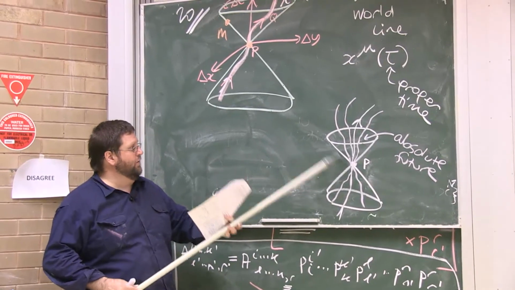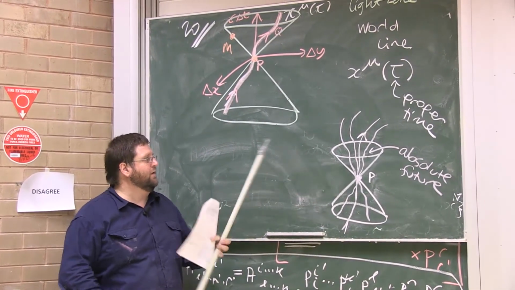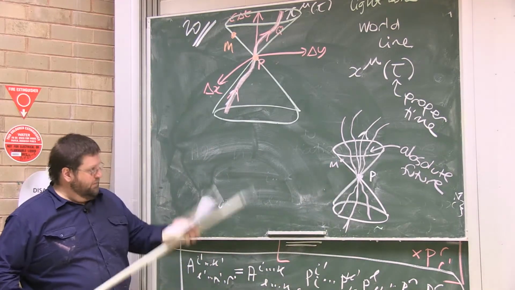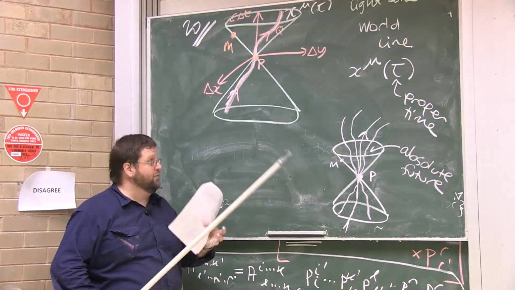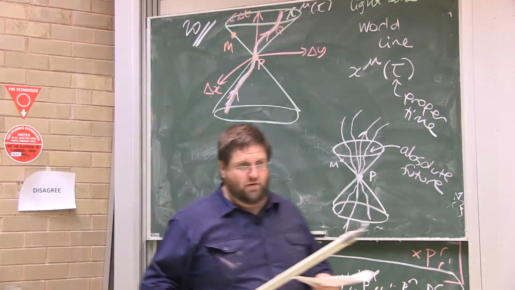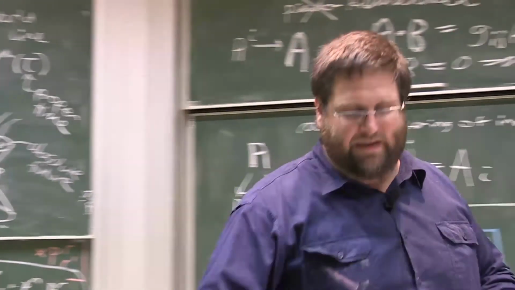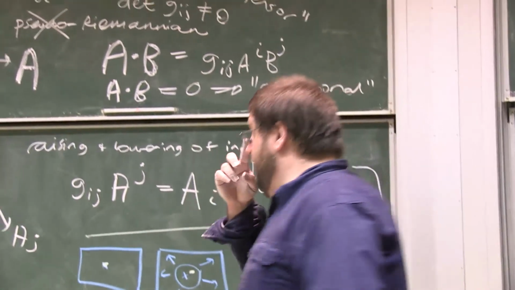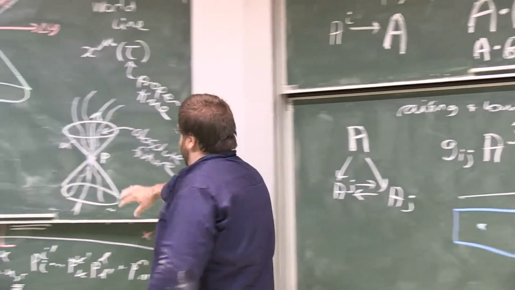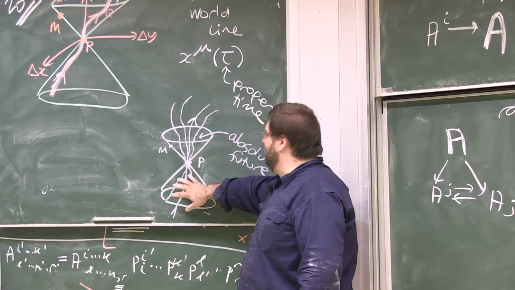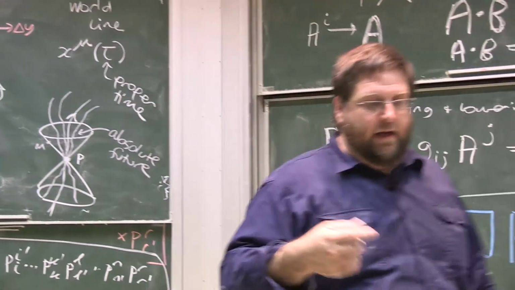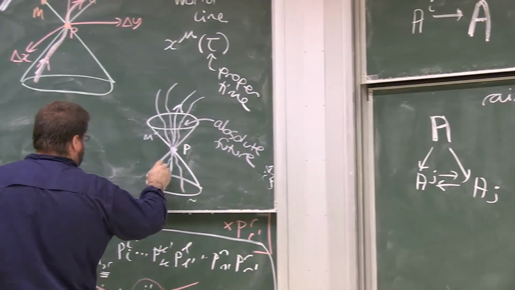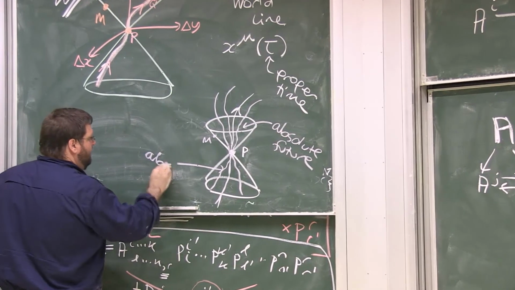In fact, inside and on the forward light cone, because you could have a light signal from P reaching any point M on the light cone. So the set of points inside and on the forward light cone of any point P in space-time is the absolute future, the maximal set of events that can be causally influenced by the event P. Similarly, every point inside and on the backwards light cone is spoken of as the absolute past. This is the maximal set of events in space-time that can have a direct causal influence on the event P.